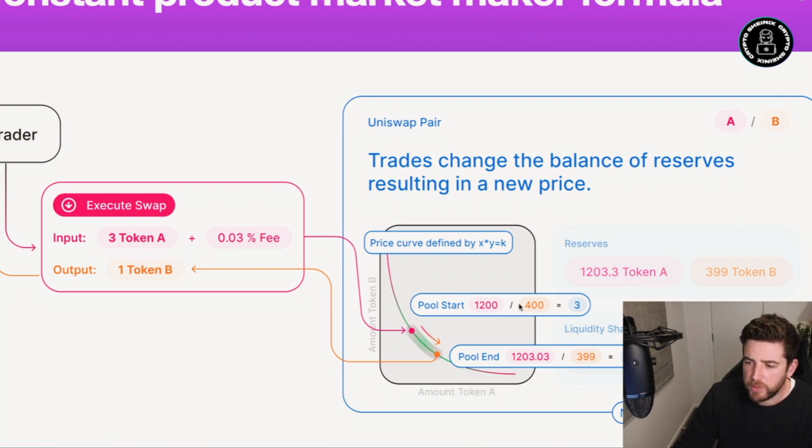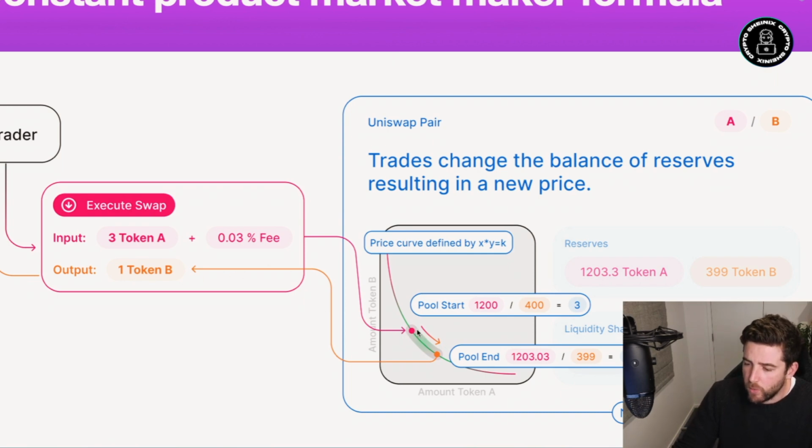So what happens is, let's say the pool starts at a certain price. We have 1,200 of token A and we have 400 of token B. If we divide these amounts, we have a price of 3. Perfect. So let's say in the curve, we are at this dot. The trader comes and wants to swap 3 tokens A plus a fee, right, that will go to the liquidity providers, and because the price is 3, will get 1 token B.